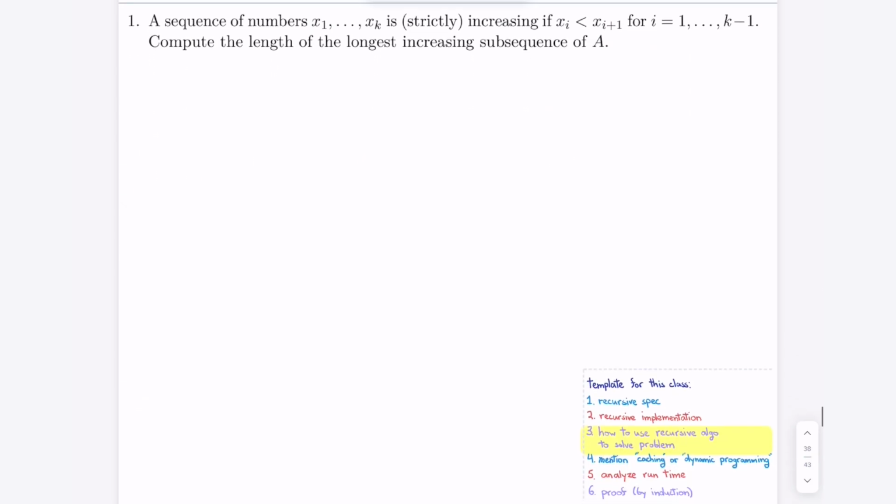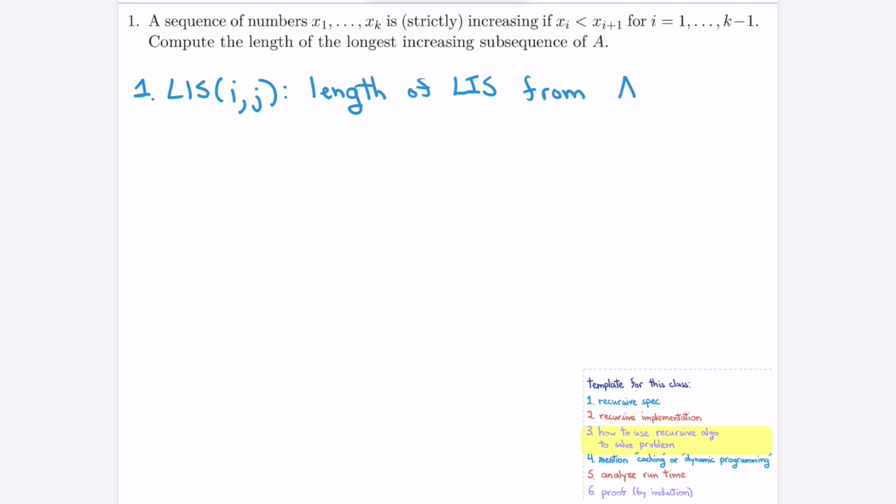So here's the problem. What should I write first? All right. So we need some kind of sentence, right? We're going to make a recursive algorithm. I'll write LIS for longest increasing subsequence, but what should my parameters be? Okay. I, J. And what would this be? What are we trying to do? The length of the longest, I'll just abbreviate since I'm in front of the class, from A_I to A_J. Okay. Is that what everyone did?